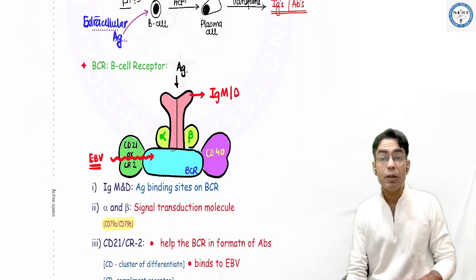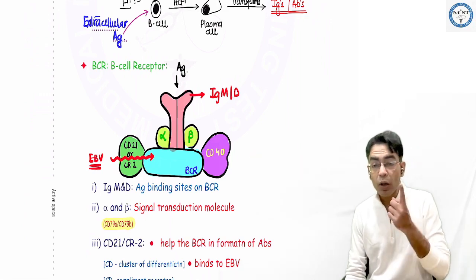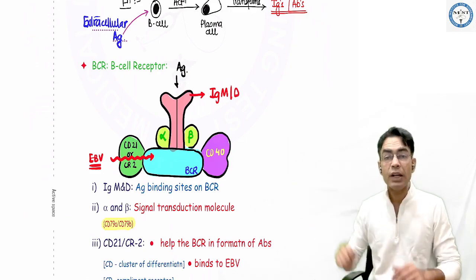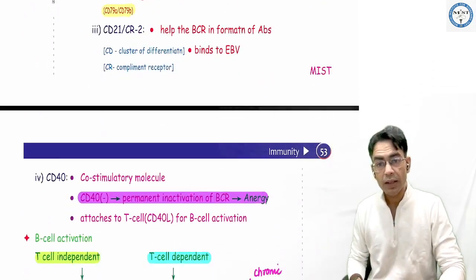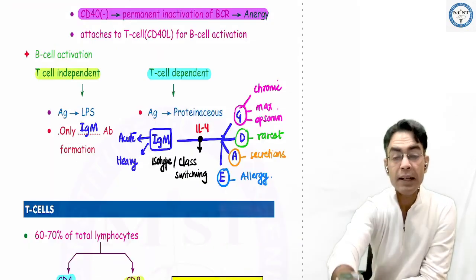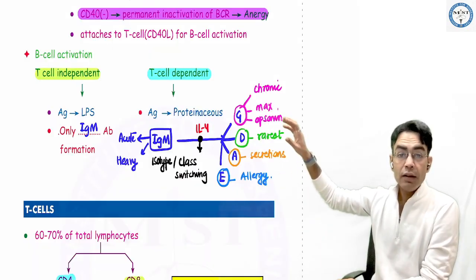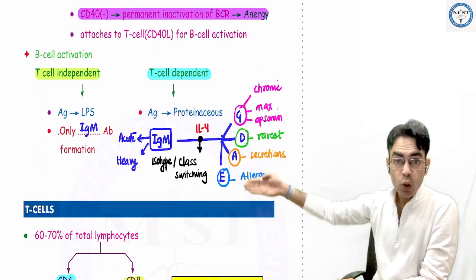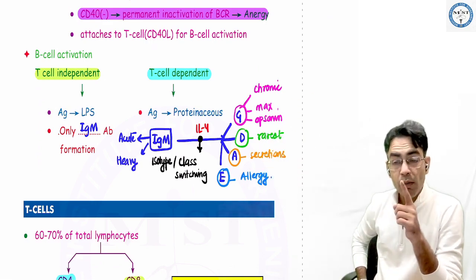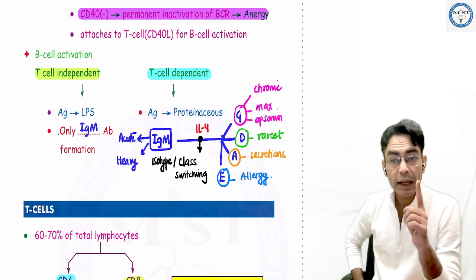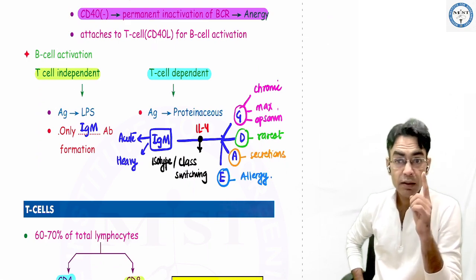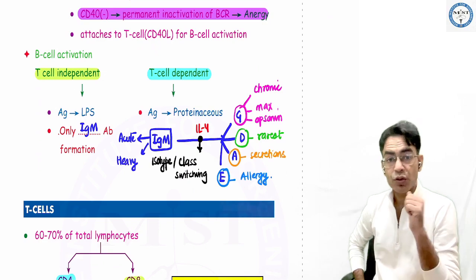Now the question which came in your exam this time is the molecule which is required for entry of EBV. So it was CD21 or CR2. ठीक है, तो ये देखो, formation of any other antibody than IgM, ये कोई भी बनेगा. So this is all called isotype switching. And what is the interleukin required? Interleukin 4. याद रखना, interleukin 4 is required for isotype switching.